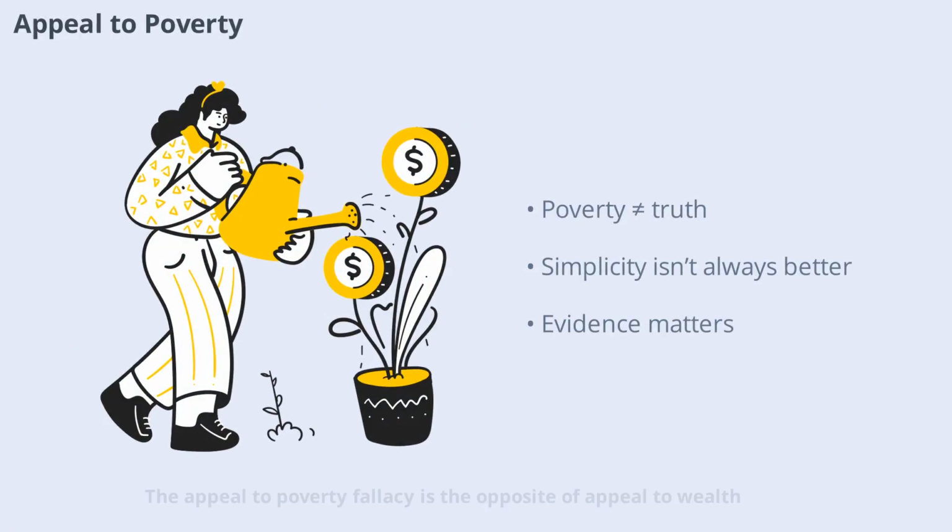The appeal to poverty fallacy is the opposite of appeal to wealth. It assumes something is better or more truthful because it's associated with poverty or simplicity. For example, this idea must be right because it comes from humble origins. Poverty doesn't guarantee truth or value. Always evaluate arguments based on evidence, not just their background.